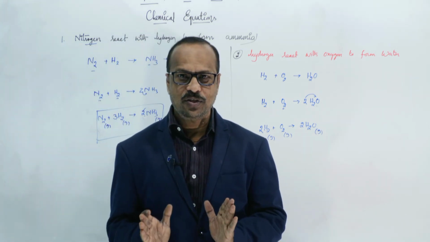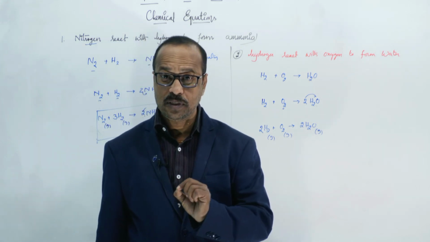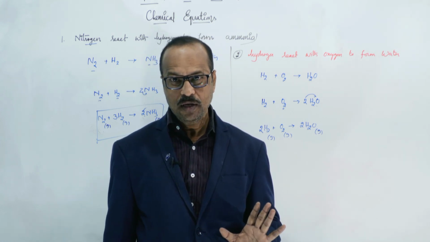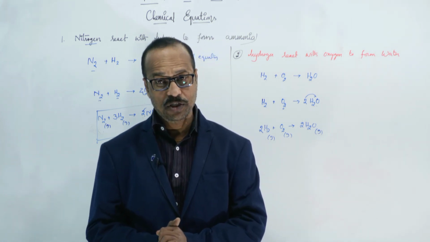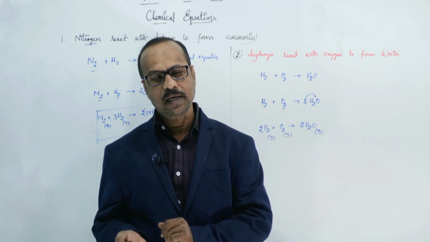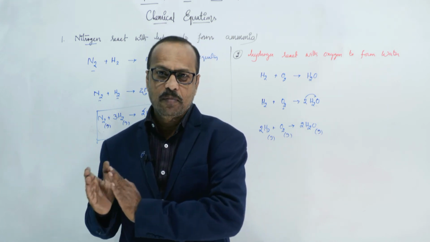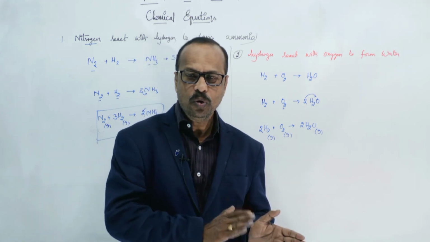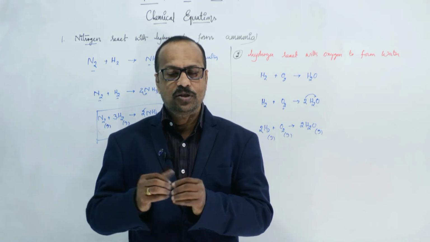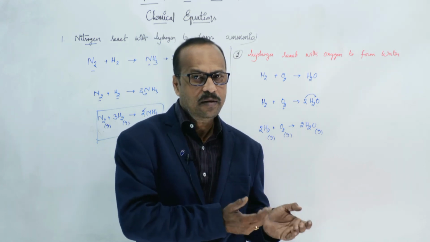A chemical reaction represented in short by using symbols and formulae is called a chemical equation. Chemical equations should always be balanced equations. According to the law of conservation of mass, mass can neither be created nor destroyed during a chemical reaction. So the total number of atoms on the reactant side should be equal to the product side. The elements or compounds participating in the chemical reaction are called reactants, and the new substance formed after the reaction is called a product.